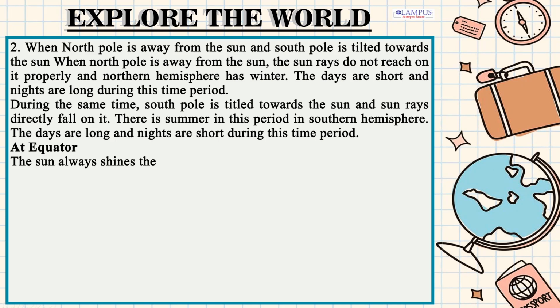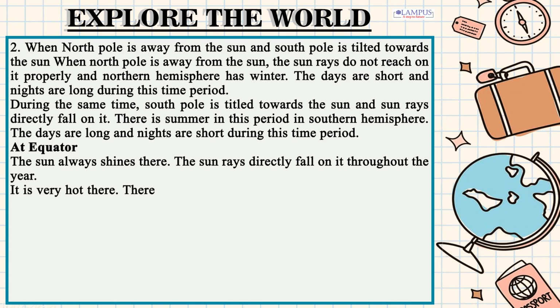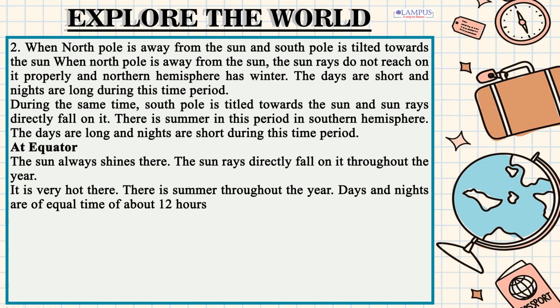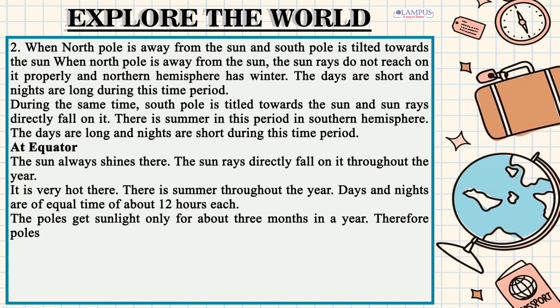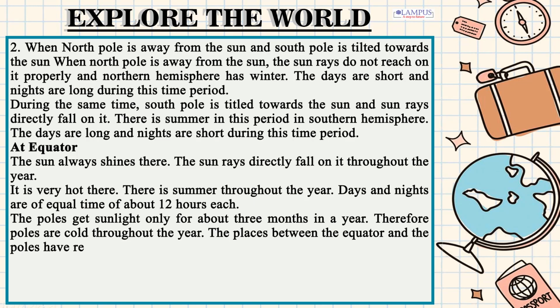At equator, the Sun always shines. The Sun rays directly fall on it throughout the year. It is very hot there. There is summer throughout the year. Days and nights are of equal time of about 12 hours each. The poles get sunlight only for about 3 months in a year. Therefore poles are cold throughout the year. The places between the equator and the poles have regular summers and winters.